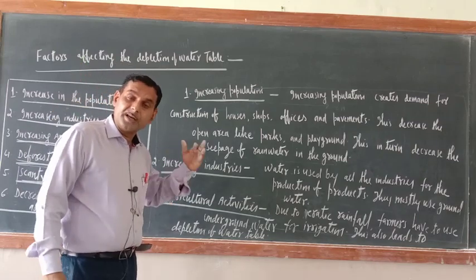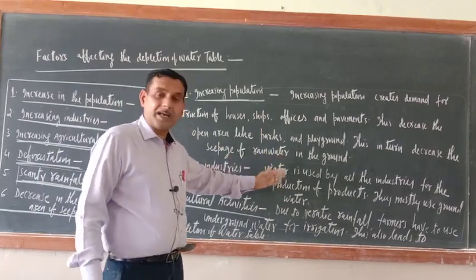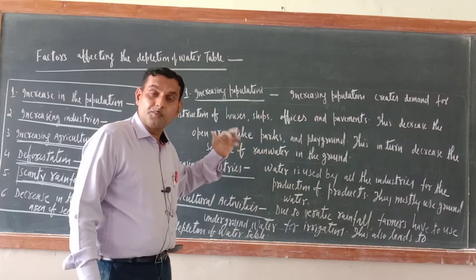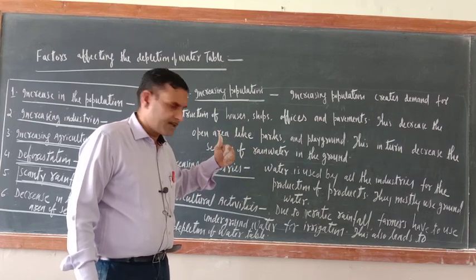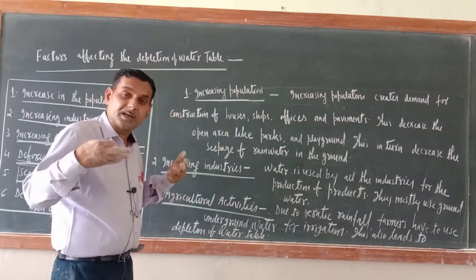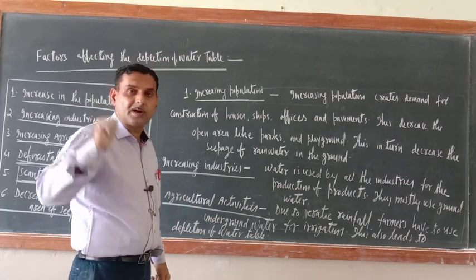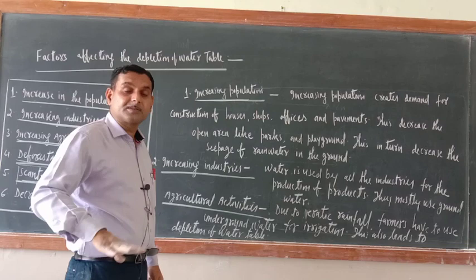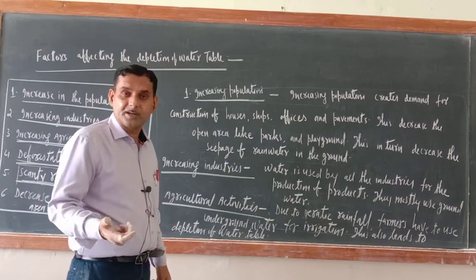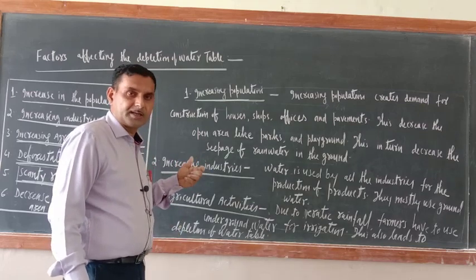And to meet their demands, what should be there? Water is used by all the industry to produce the product, to manufacture the products. Correct or not? So what kind of water will they use? They will use groundwater only. Just see, for the construction of industry also groundwater is required. Not only this, for processing of their products only groundwater is required. So mostly industries are dependent on groundwater.